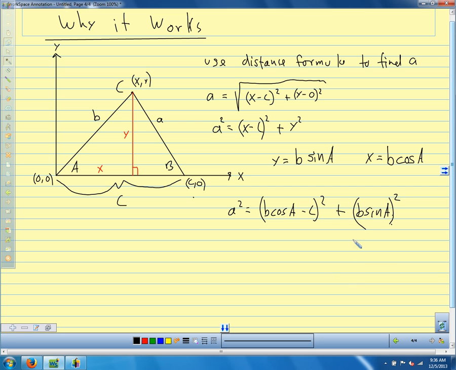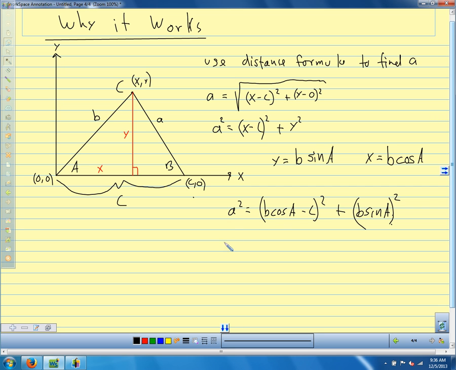Well, let's look at this really quickly. I have a sine A squared here, and c is the length of this side. So I have a sine A squared and a cosine A that's going to end up being squared here. So what does that make us think of? Sine squared and cosine squared are the Pythagorean identity. So we're hoping something's going to come out of that.